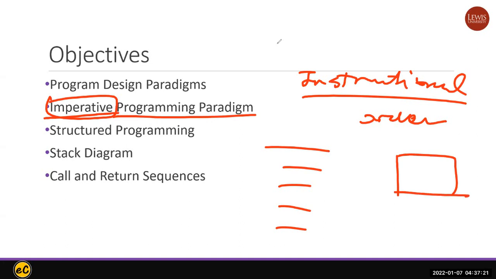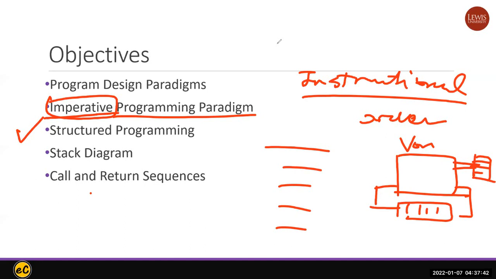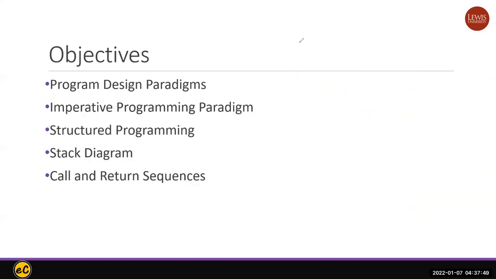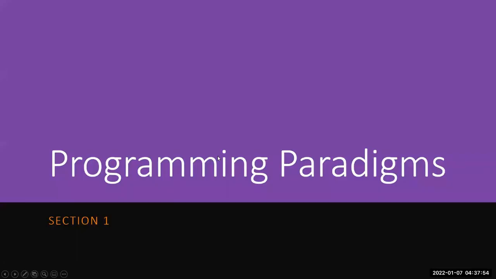In terms of hardware, it is the von Neumann machine, a state machine with memory. That's the model of imperative programming. Today we are going to talk about structural programming, and maybe also the pushdown automata with the state, and then the call and return sequence. These are the topics in this chapter. It is traditional programming, so it is not considered to be a hard chapter.